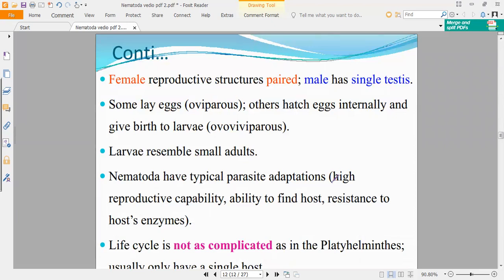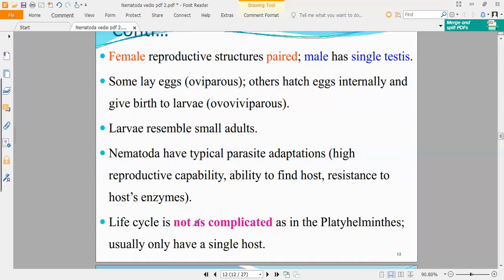You know that in order for an organism or a worm to become parasitic, they need highly reproductive capability, or a high reproduction rate, the ability to find a host, and resistance to host enzymes. In order to become a parasite, a high rate of reproduction must be present. The other thing is they produce special structures like the flatworm. In the case of flatworms, hooks and suckers are present, for adhesion or sucking of blood. So the nematodes have high reproductivity, find the host, and resist host enzymes, because if the parasite does not develop resistance to the enzymes, the host enzymes can easily remove the parasite.